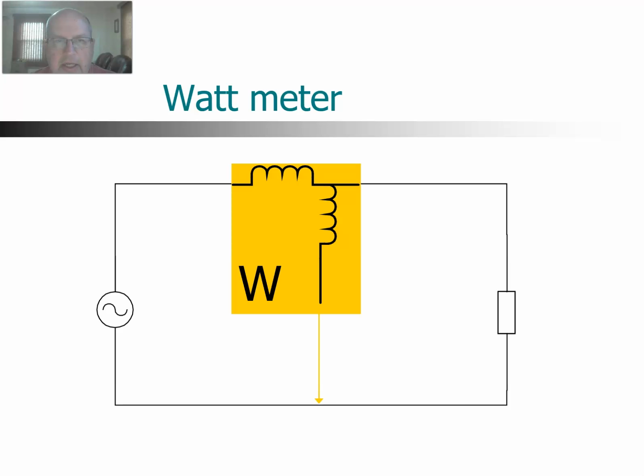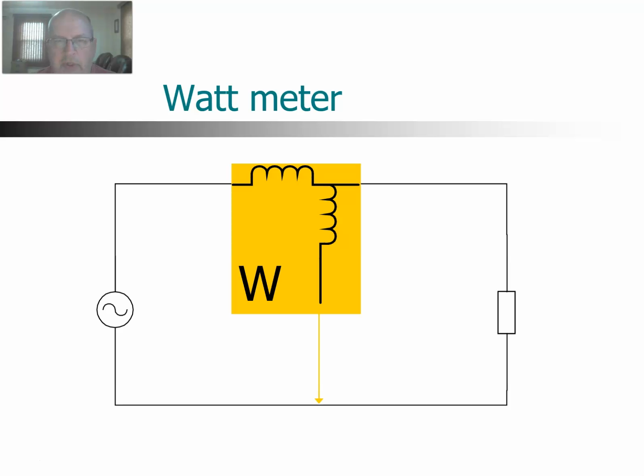Here is a wattmeter. This is how we measure power in an AC circuit, or a DC for that matter. It's a special meter that actually has two coils in it, one of which is meant to measure the current and one of which is meant to measure the voltage. And remember that the power is the product of voltage times current.